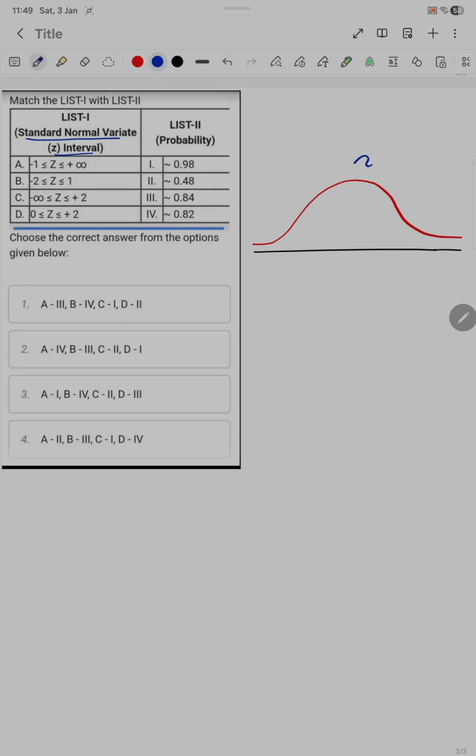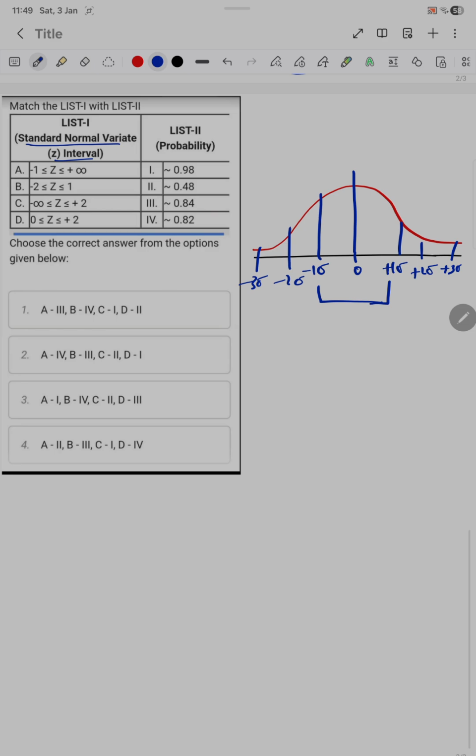So the normal probability curve will have a 0 here, -1 standard deviation, +1 standard deviation, +2 standard deviation, and +3 standard deviation, and here also -2 standard deviation and -3 standard deviations. From +1 standard deviation to -1 standard deviation, it will cover 68% of the data, and -2 standard deviation to +2 standard deviation, it will cover 95% of the data, and when we come to -3 standard deviation to +3 standard deviation, it will cover 99.7% of data. So here in this problem also they are asking the same thing. So first let us see.